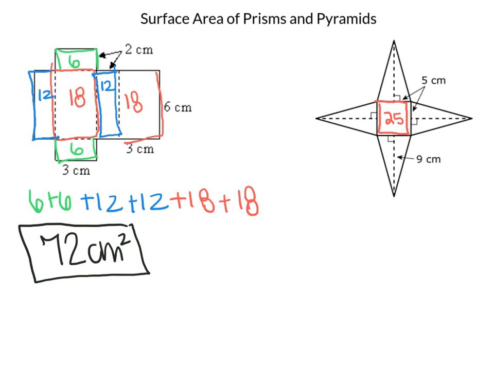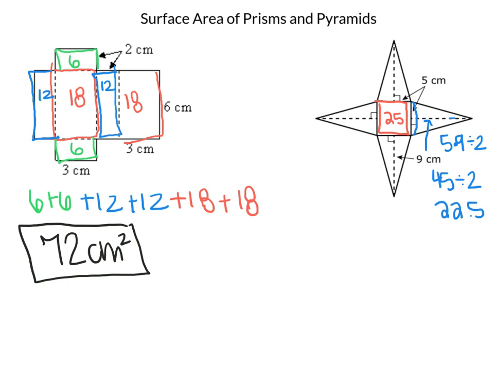The triangles we will find by multiplying base times the height. Notice the height is equal to 9. So we're going to do 5 times 9. And then since it's a triangle, we'll divide that by 2. So that would be 45 divided by 2, and we get 22.5.